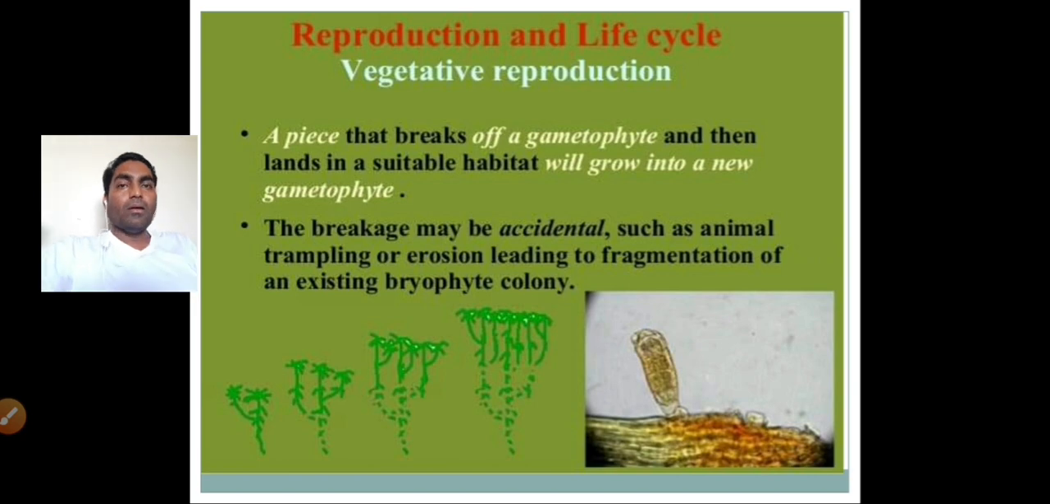Now, how is reproduction going to take place within them? Vegetative reproduction as well as asexual and sexual reproduction can be seen. Most probably the vegetative reproduction seen among them is of the fragmentation type, where a piece of thallus is broken off from the gametophyte and lands on a suitable substratum, and after getting favorable conditions it will grow into a new gametophytic structure. The breakage may occur accidentally, such as by animal trampling or erosion, leading to the fragmentation of the existing bryophytic colony.